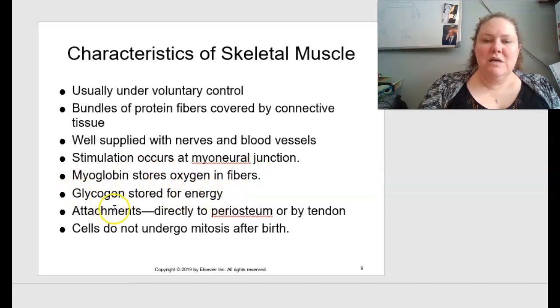We also have skeletal muscle attachments. These attachments are attached directly to the periosteum or by a tendon. And cells do not undergo mitosis after birth. So after we have them, we have them.